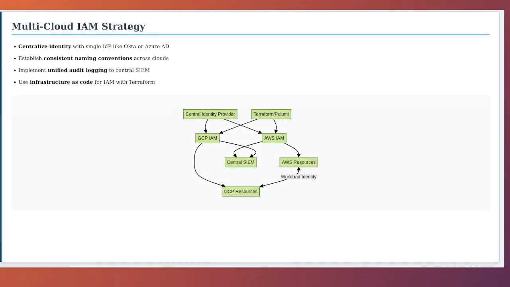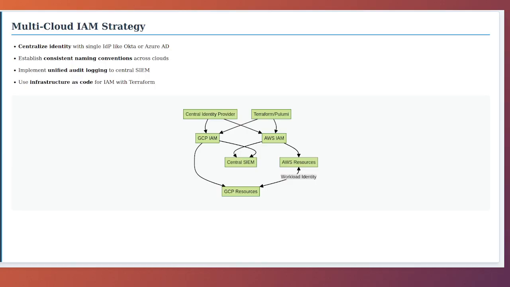Multi-cloud IAM strategy. If you are operating in a multi-cloud environment with both AWS and GCP, you need a strategy that provides consistent access control while respecting the differences between platforms. This slide covers key considerations for multi-cloud IAM management.